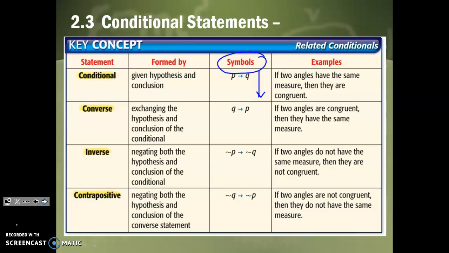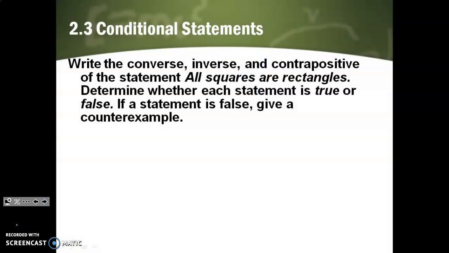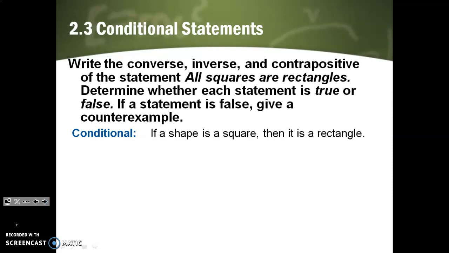So let's try these in a couple ways. Again, feel free to pause at any time. All squares are rectangles. This is always a good debate in class to have, so maybe we'll bring this back up in class so we can talk about this. So if a shape is a square, then it is a rectangle. And that's our conditional. That's what we're going to work with. So that's actually a true statement. It's probably good to have a truth value for the conditional too.